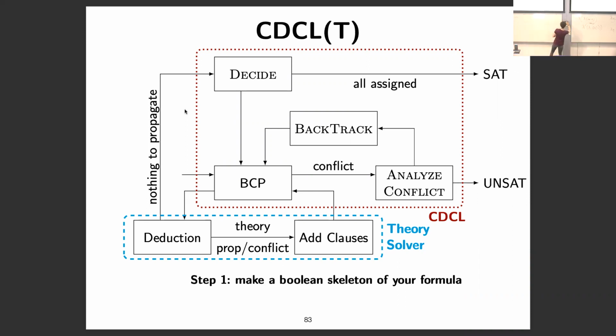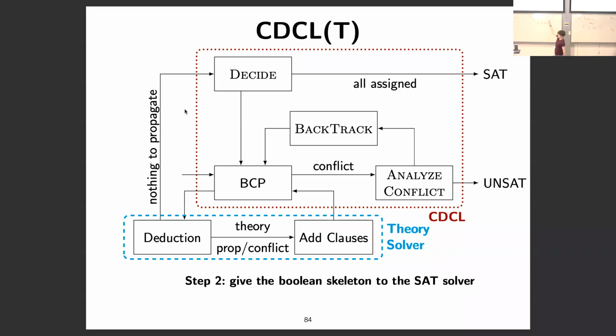If I had the formula x greater than 10 and y greater than 1, for my Boolean skeleton I would take anything that belongs in a theory and make a new Boolean variable for it. This belongs in a theory, so let's make a Boolean B1 for it. This is a theory thing my SAT solver can't reason about, so let's make a Boolean B2 for it. Then I give my SAT solver B1 and B2. That is now my skeleton.